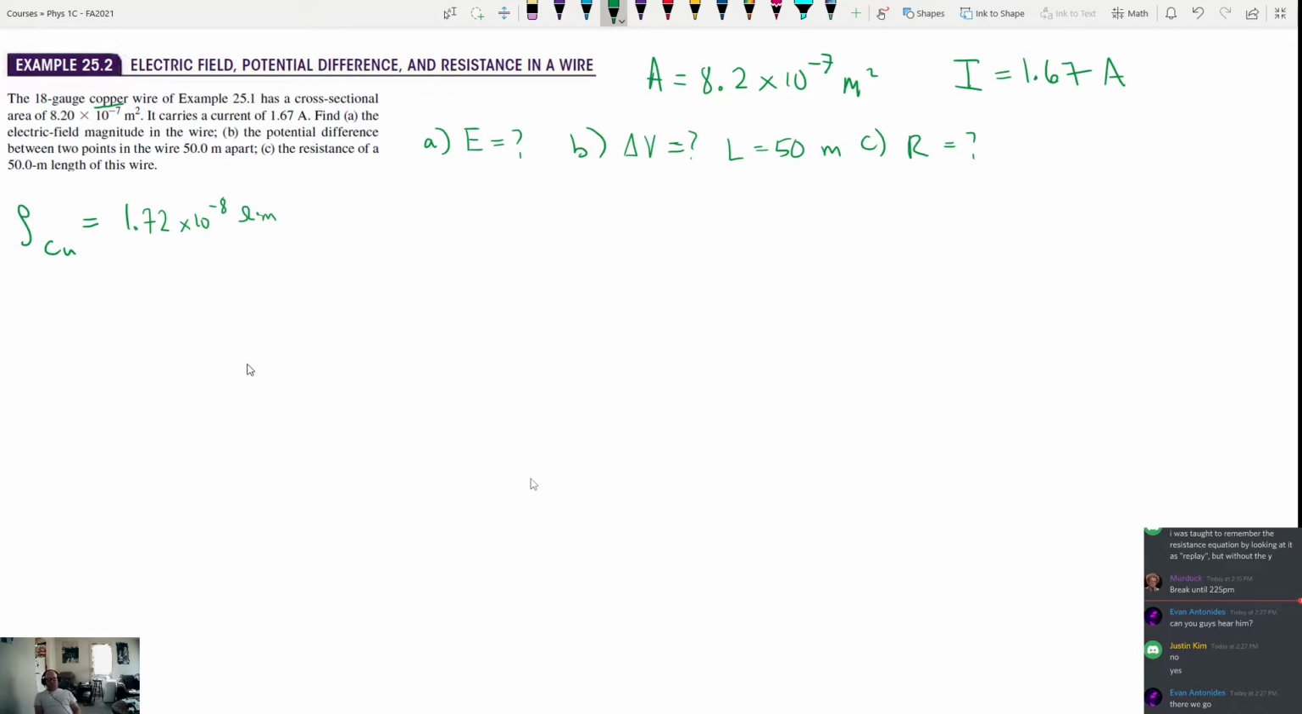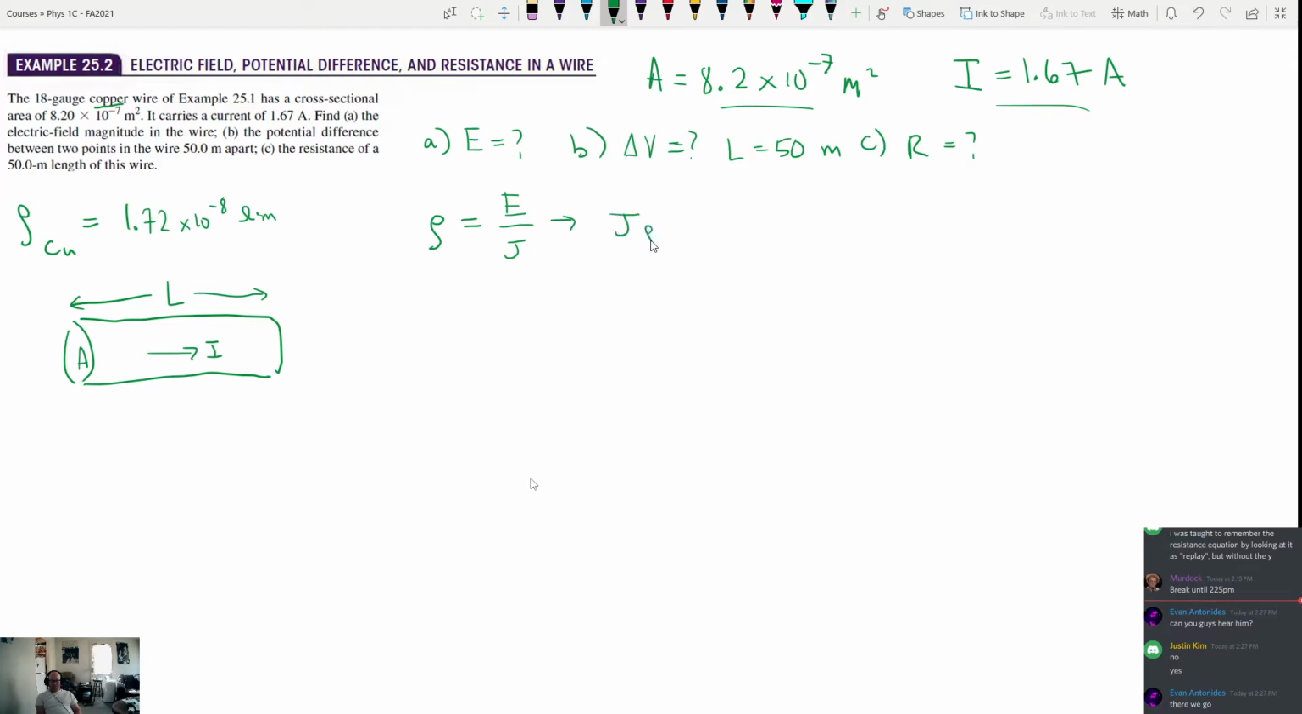Okay, so the first question is to find E, and one of the equations that we have above tells us that the resistivity is equal to the electric field divided by the current density. And since we have current and we have area, should I draw a picture of this? Probably should. So here's our wire. It has a cross-sectional area A, has a length L, it carries current I, and we know that resistivity is electric field divided by J, which means that if I take J times rho, I'll get E.